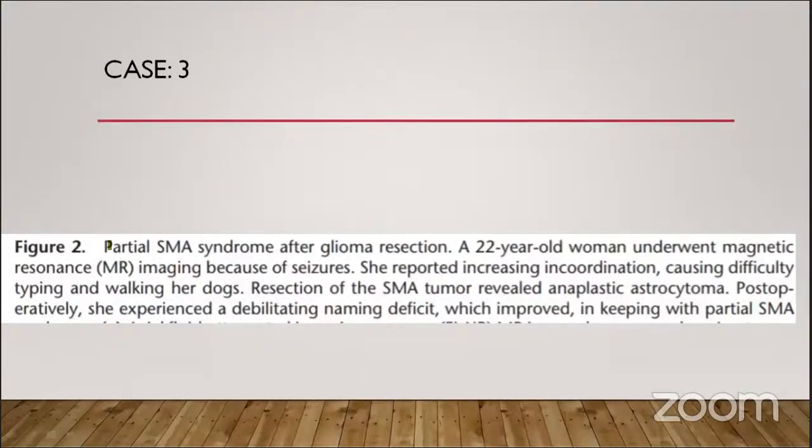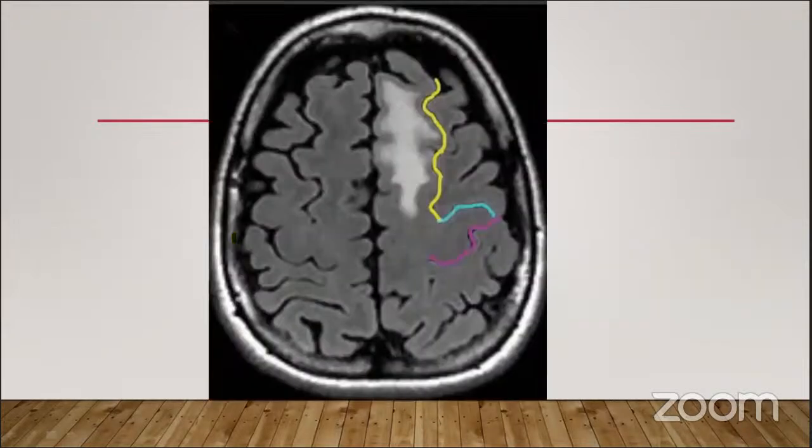So in the third case, I talked about the supplementary motor area within my lecture. So this patient presented with a partial SMA syndrome. She was a 22-year-old woman who underwent an MRI because of seizures. She reported increasing incidence of incoordination, difficulty in typing and walking her dog. The MRI was done of this patient and it showed a lesion within this area.